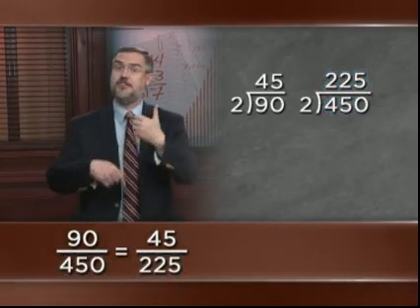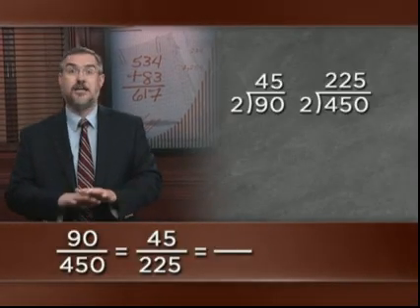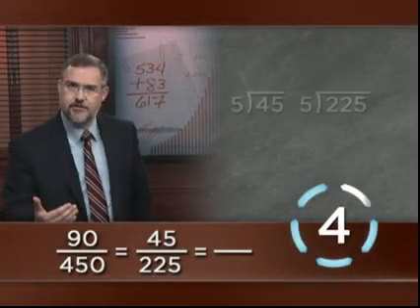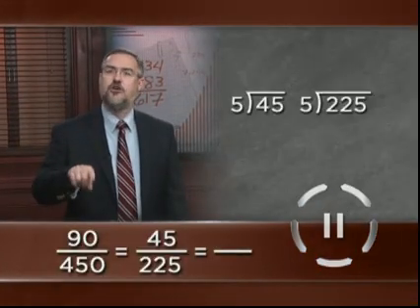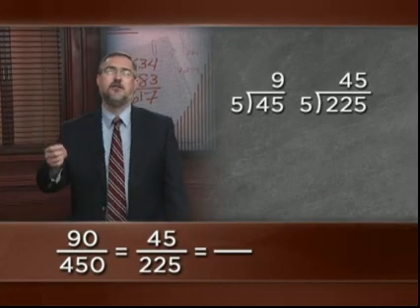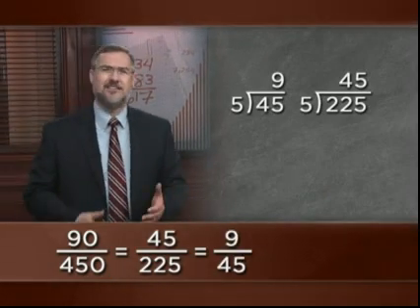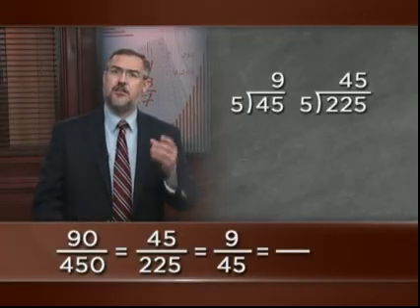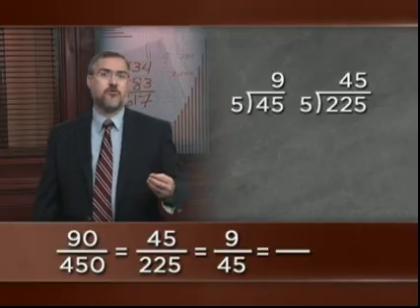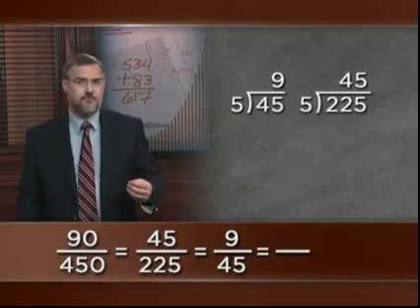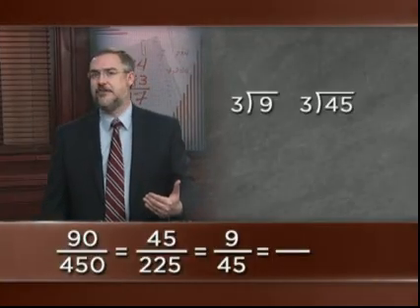Excellent. But we have to keep going because our fraction now, 45 over 225, is not in lowest terms. Let's now divide out that 5 from both the numerator and the denominator. When you do that, you should have 9 over 45. Now what? Are we done? Well, no. It's pretty easy to see that 9 has a divisor of 3 in it, and it turns out that 3 is also a divisor of 45. So now we need to divide a 3 from both the numerator and the denominator.